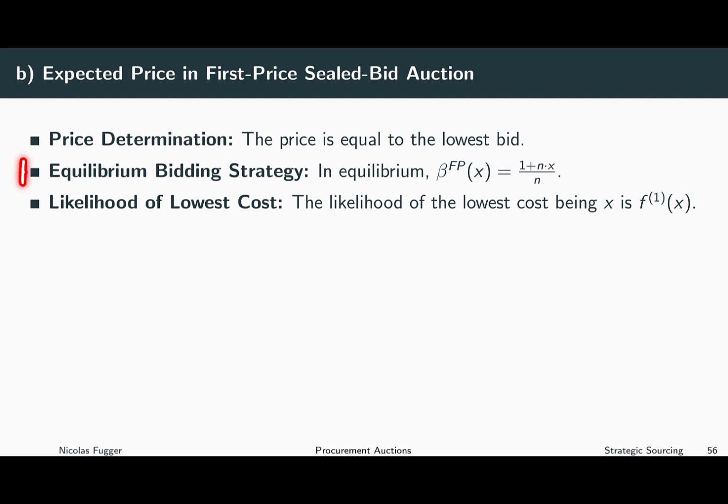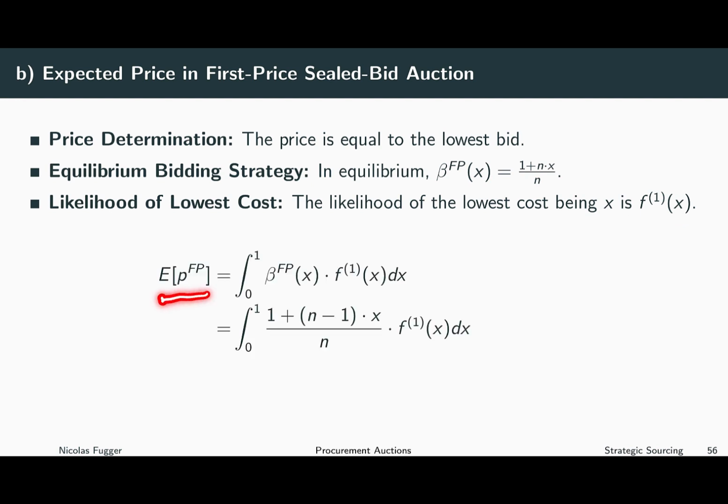What do bids look like in equilibrium? Well, if we know that costs are uniformly distributed between 0 and 1, then suppliers should bid (1 plus n times their costs) divided by n. And then, to determine the expected price, we also need the relative likelihood of the lowest cost of n suppliers. Let us start by denoting the likelihood that the lowest cost is x by f1 of x.